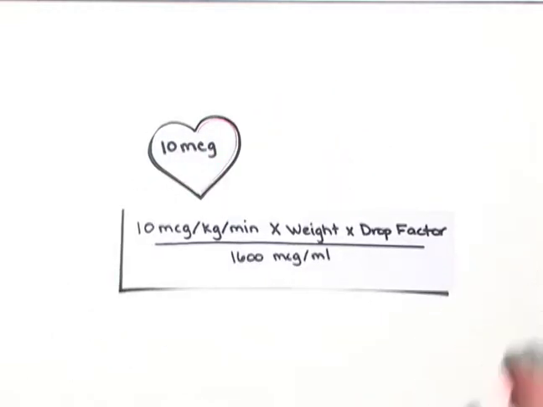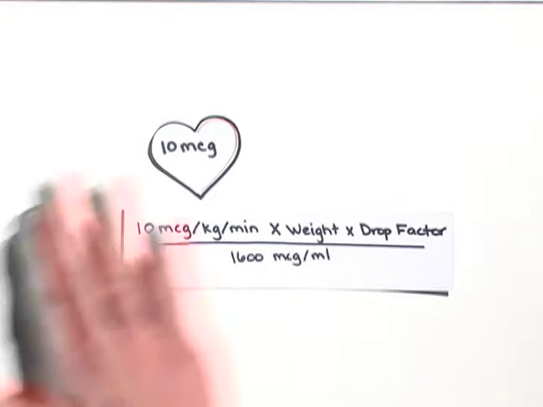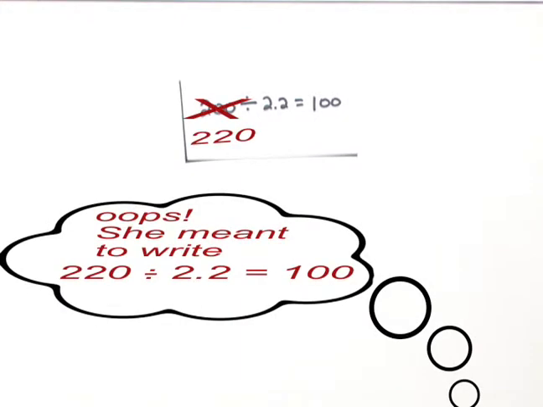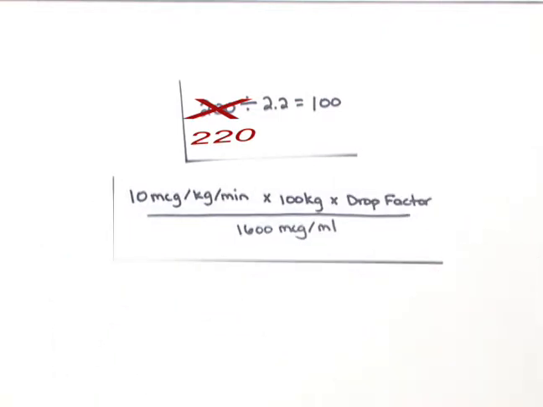Now let's just say that you want to give a dose of 10 micrograms because you're interested in the beta or cardiac effects. We will place 10 into the first slot on the upper portion of the equation. Next, we need to determine the patient's weight in kilograms. Let's say that your patient weighs 220 pounds. To convert this to kilograms, you need to divide 220 by 2.2. This is 100 kilograms. Place that number in the next slot of the equation.